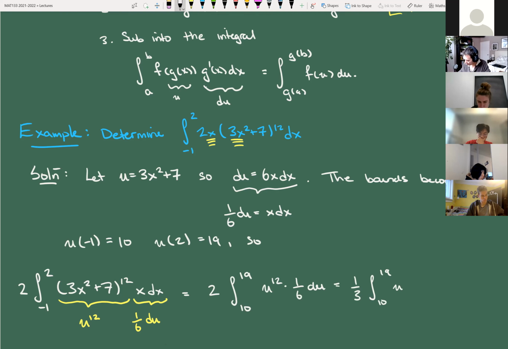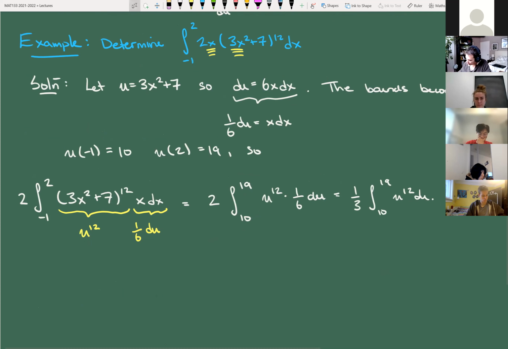Okay. And the thing that we're left with now is really easy to integrate, certainly much easier to integrate than our previous thing was, right? So we know how to integrate this. So we're going to get 1/39 u to the 13 from 10 to the 19. I'm not going to figure out what these numbers are because I don't care. 19 to the 13 minus 10 to the 13 over 39, like so.